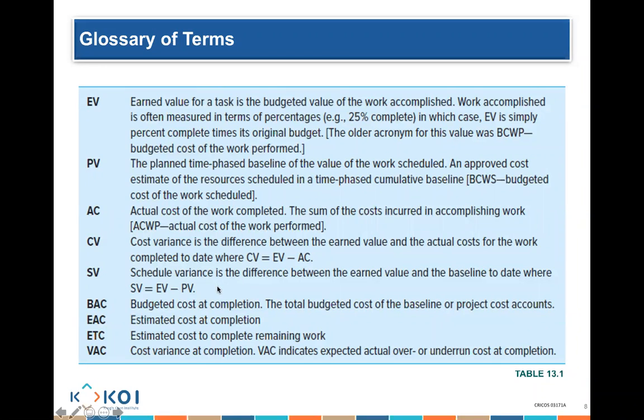Earned value for the task is the budgeted value of the work completed. In other words, how much value of work have I earned? I earned 25% worth of work. How much value have you earned? I've earned $200 worth of work. That's the work you've actually completed. Work that is completed is the work that has already been earned. So how much have I earned is one of the concepts I need to think about.